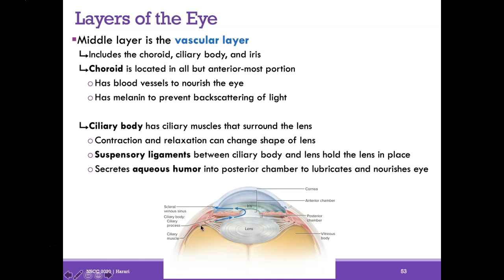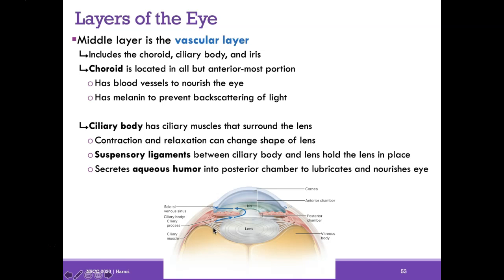And what's shown here is the ciliary body, which is a muscle. So the ciliary body has ciliary muscles that surround the lens. And the ciliary body is an extension of the choroid in the anterior portion. So the choroid is all over here, all around here. And then here we have the ciliary body. And the ciliary body helps support the iris, which we'll talk about. And it helps keep the lens in place.